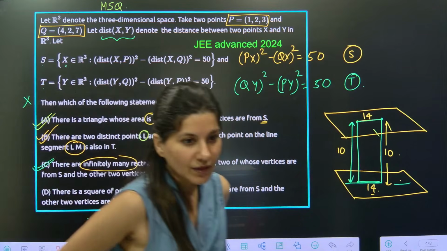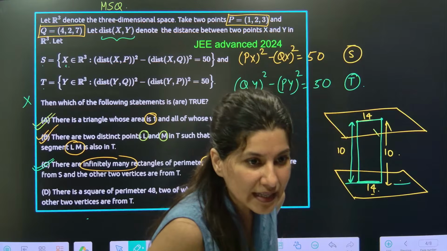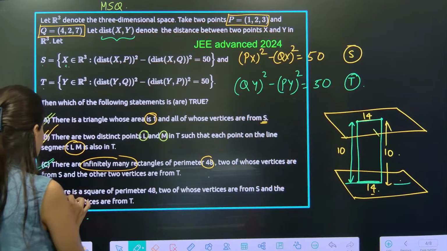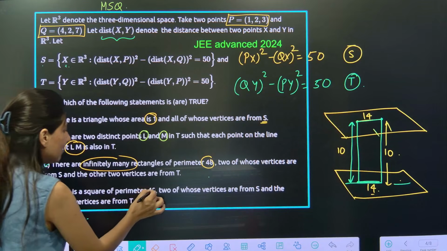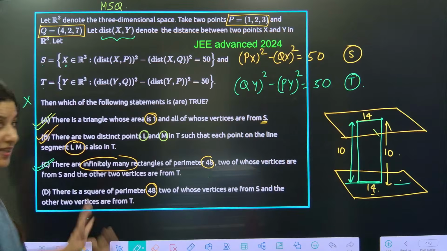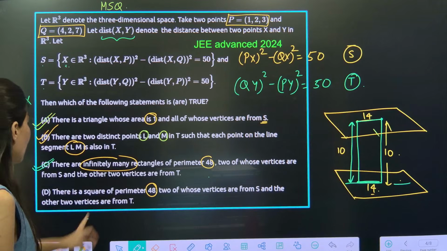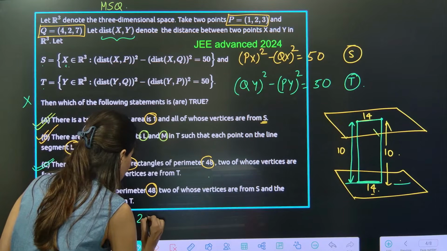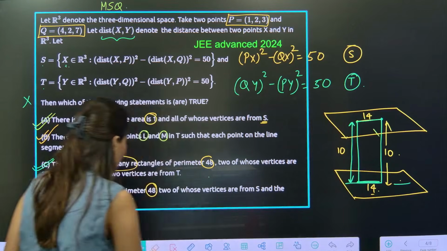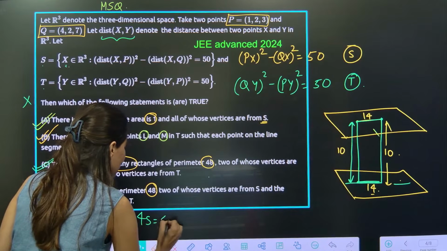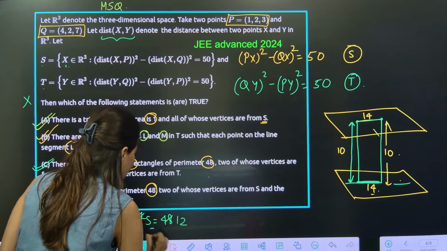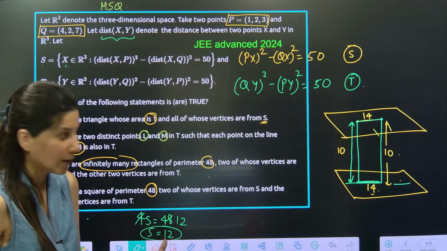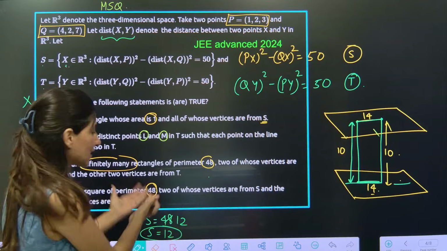Okay, all right. Ma'am, S equal to 12. What is S? I don't know. There is a square of perimeter 48. Now please understand, we need to create a square of perimeter 48. What is the perimeter of a square? 4 times S equals 48. So S is 12. Now the side will be 12. So you need to create a square of side 12. That's what they are trying to tell.